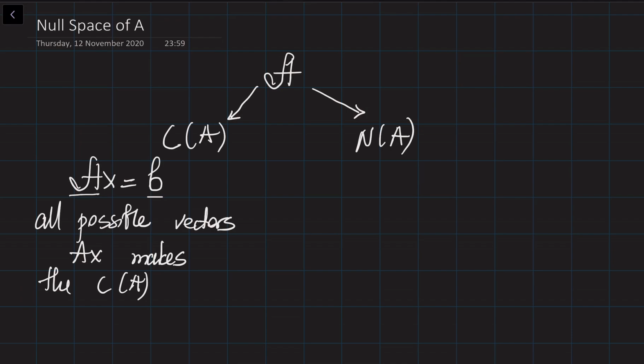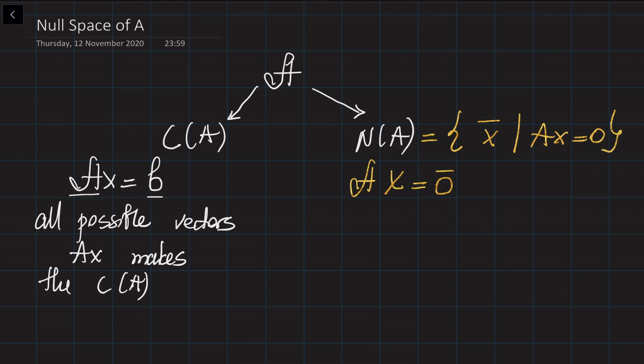At the same time, now it is time to define the null space. We say that the null space is all possible vectors x which make the multiplication of A and x equal to 0, or the 0 vector, by the way. Again, the null space of this matrix A is all possible vectors x so that Ax is equal to 0.